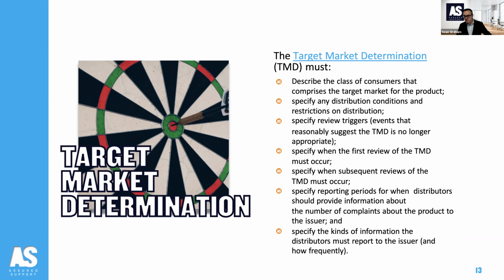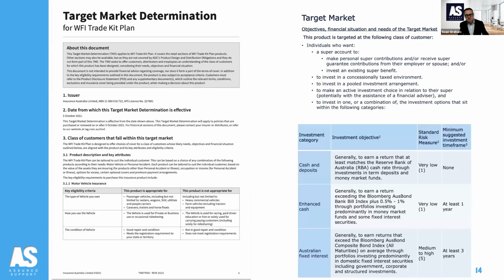So the problem with the TMD, and I'm sure you've seen this, is that some of the TMDs are really useful and some of them are completely impractical, that they don't really help you. So if you look at the target market determination for First Choice, which is on the right, who is the target market good for? Who is this product designed for? Individuals who want a super account. There is nothing in there that would have helped you or will help you make a better decision. Like if you don't know First Choice is a super platform, then you're going to be in very big trouble before you get to the point of the recommendation.